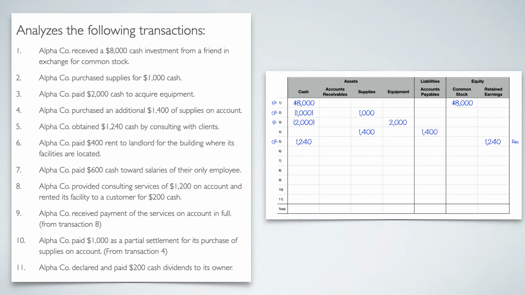So let's go to transaction 6. Alpha Company paid $400 rent to landlord for the building where its facilities are located. So is cash involved? Yes. Now it doesn't say cash, but if it doesn't say cash and it doesn't say on account, we can kind of assume that it's on cash unless it explicitly says on account. So our cash is being affected. What is it doing? It's going down. So I'm going to put negative 400.